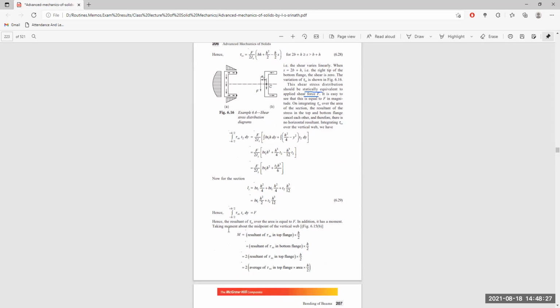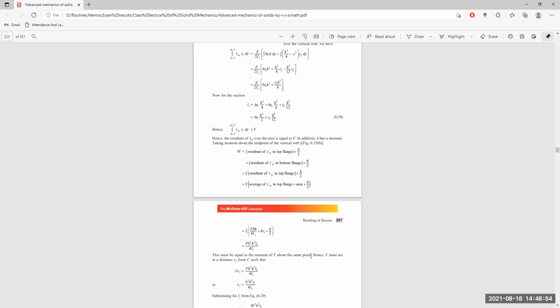In addition, there is the moment. Taking moment about the midpoint of the vertical web, the moment is the resultant of tau x in the top flange multiplied by H by 2, plus the resultant of tau x in the bottom flange multiplied by H by 2. So we are taking moment of the forces here and here from the center itself. The two resultants of tau x in top and bottom are the same, so it is the average of tau x in the top flange into area into H by 2. The average becomes F, the force, multiplied by B into H divided by 4 Ij, multiplied by B into T1 into H by 2 itself, or F B square H square T1 divided by 4 Ij itself.